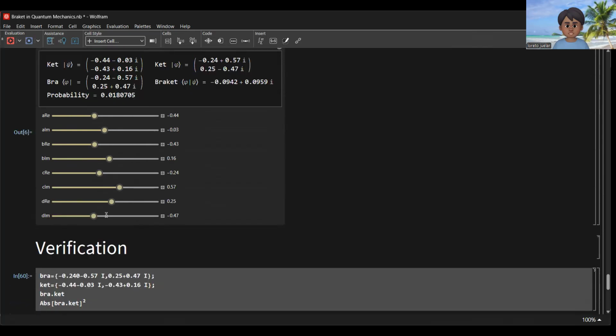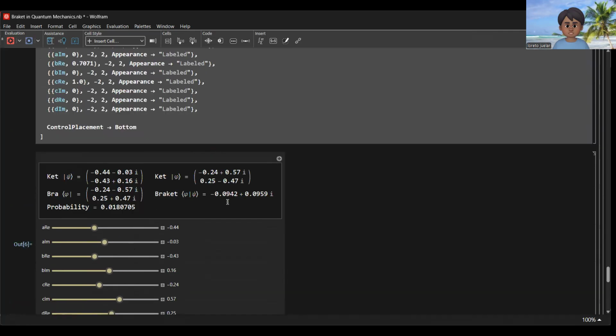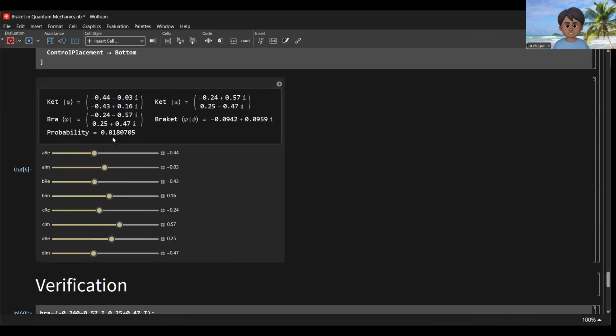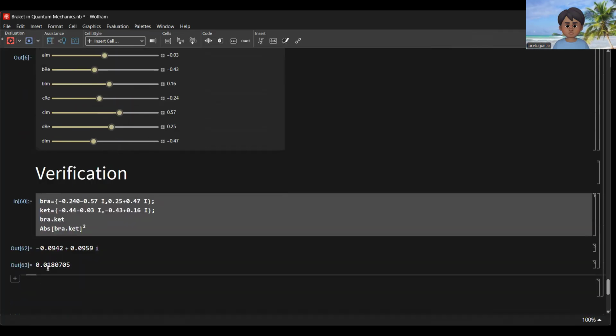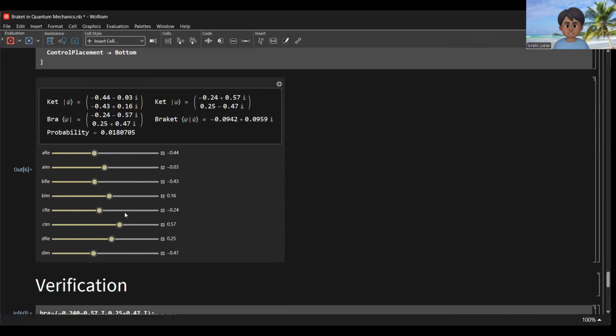So the bracket here is negative 0.0942 and positive 0.0959i. Then what is the probability here? It is 0.080705. So we have the correct verifications.